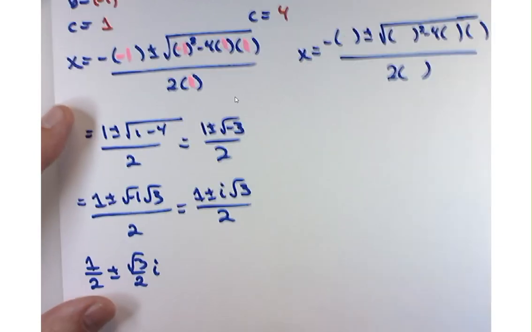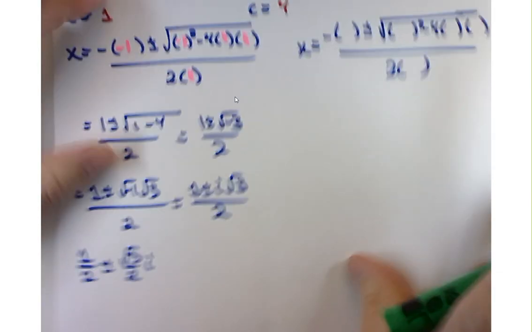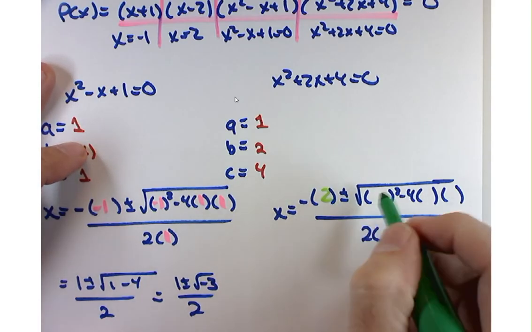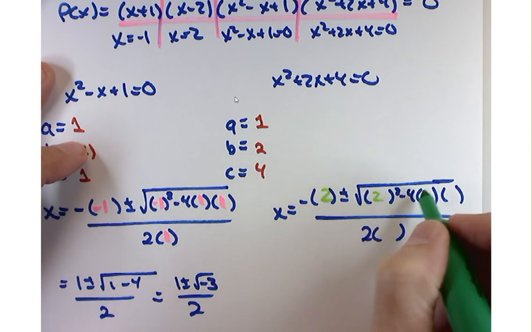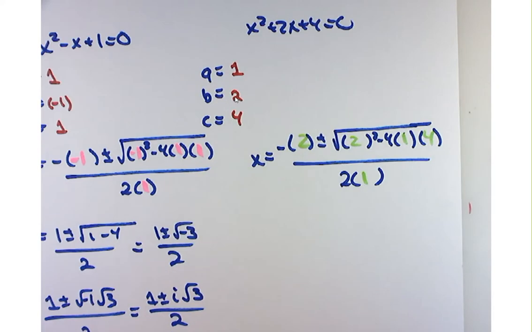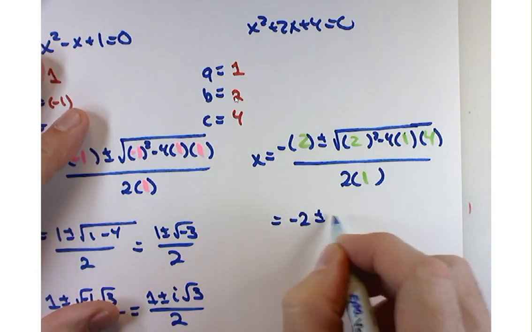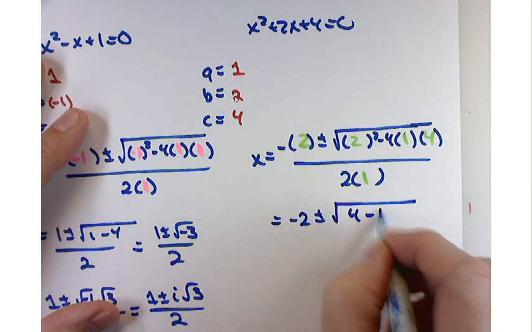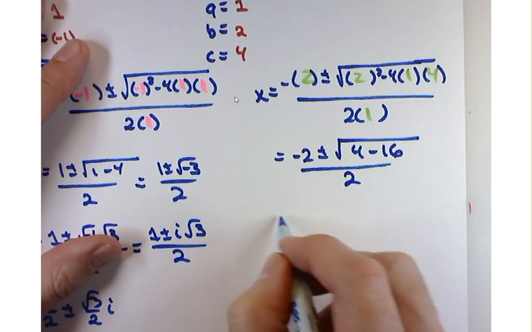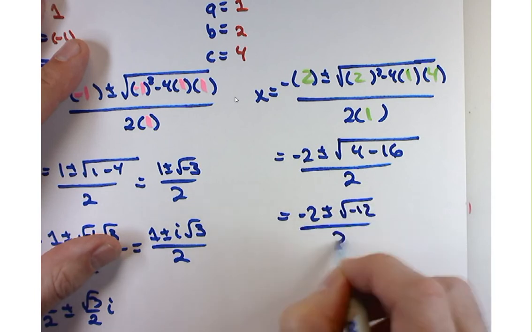Let's take a look back and do the other part of this one as well. Maybe you've already done that during our chatter. So the negative of 2 plus or minus the square root of 2 squared minus 4 times 1 times 4, over 2 times 1. So that's going to be the square root of -12, I think, underneath here. Let's see. -2 plus or minus the square root of 4 minus 16 over 2. -2 plus or minus the square root of -12 over 2.